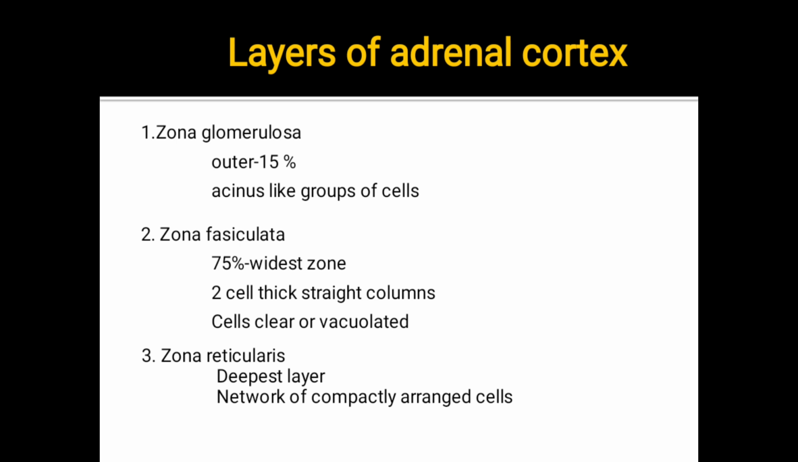Regarding the histological structure of each layer, zona glomerulosa is the outer one-fifth of the cortex. This consists of acinus-like groups of cells. The zona fasciculata is the middle as well as the widest zone of the adrenal cortex. The cells are arranged in thick straight columns. Between these columns of cells, we can see the sinusoids. The cells also contain high cholesterol content, and because of this, they appear clear or vacuolated in stained sections. The zona reticularis is the innermost zone. It consists of a network of compactly arranged cells.